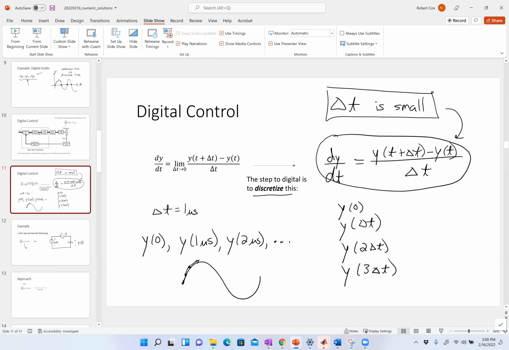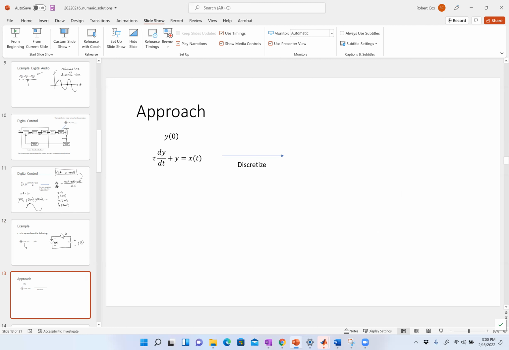Yeah, so I need to substitute in that definition of the derivative. So when I look at this, I'm going to replace dy by dt. We said that dy by dt was approximately y of t plus delta t minus y of t, all over delta t. And if my delta t is small enough, then I can think of this as being equal to, with delta t small.